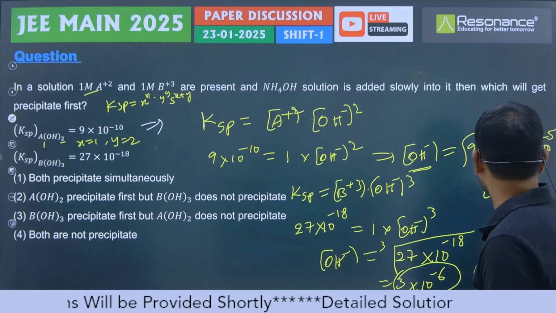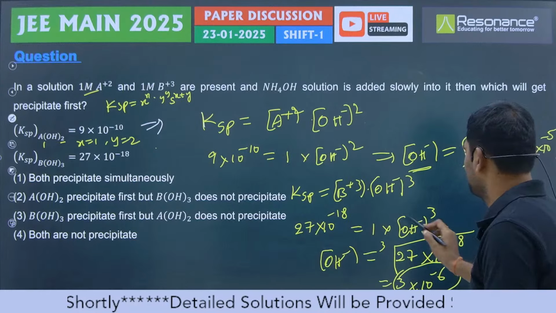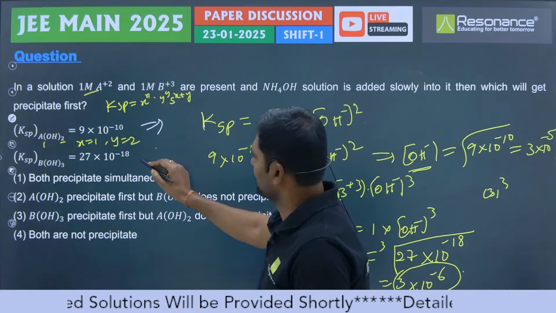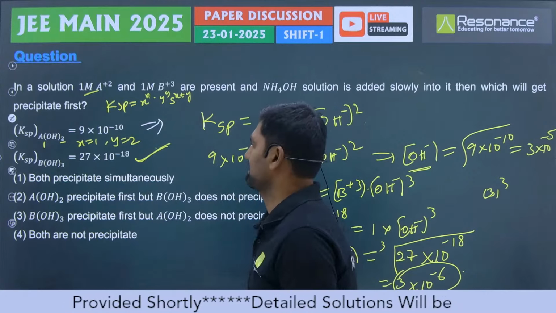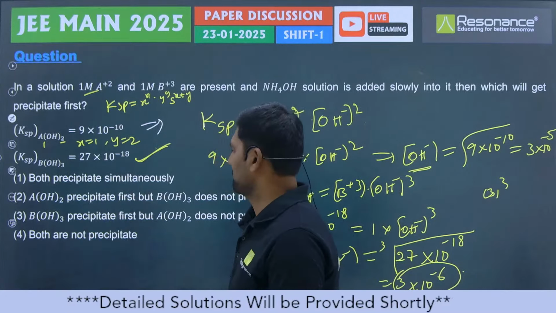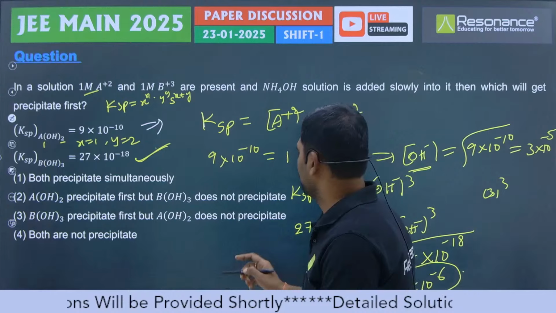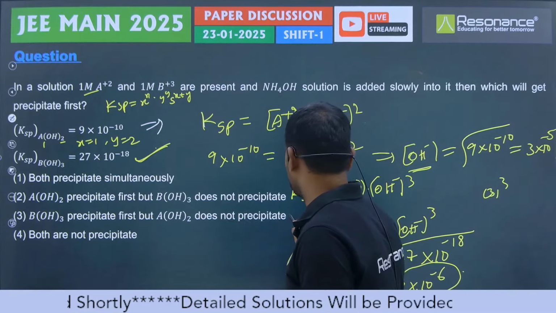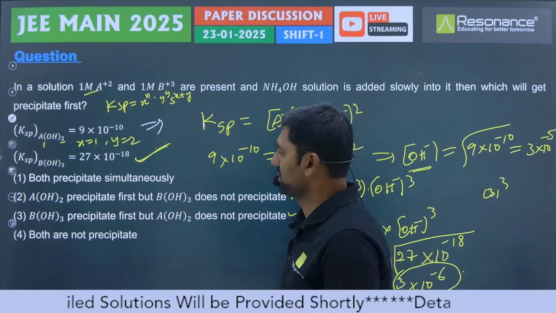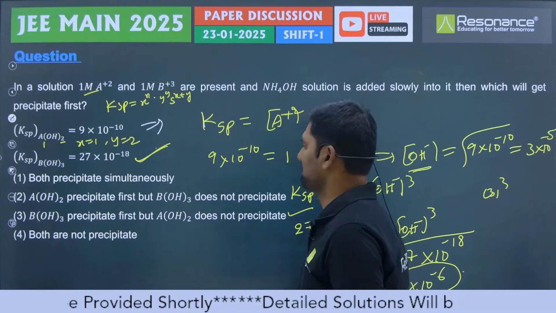Now we can say where the lesser concentration is required. In the second case we require very little concentration. So B OH thrice precipitates first, but A OH twice doesn't precipitate. After B OH thrice precipitation, then A OH twice starts precipitating.